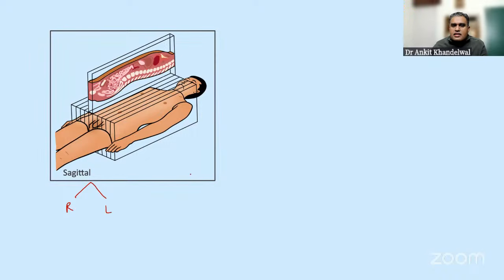If it is a median sagittal, understand, it is right through the midline. And if it is a paramedian, or we can also call it parasagittal, then it is parallel to the middle like this. All these sections are sagittal sections. This is the mid sagittal or median plane. These are parasagittal.